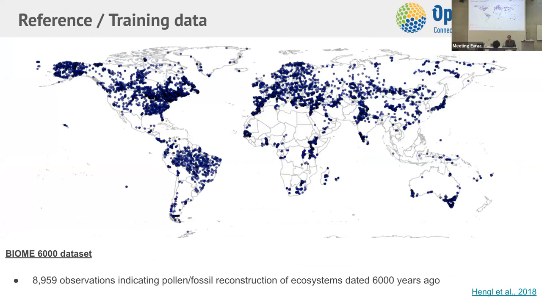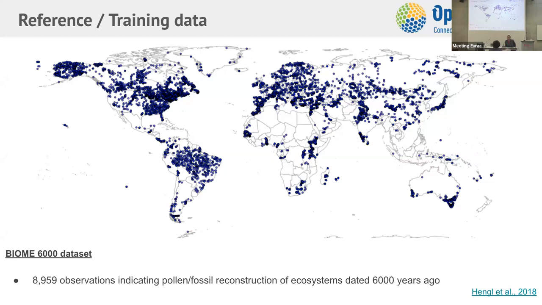To operationalize it, we tested a purely data-driven approach. I will explain it in detail. The main goal here is to make predictions of how the biomes would look considering the different climate change scenarios. And to be able to do that, we used this very nice biome data set. It's basically almost 9,000 observations of pollen and fossil reconstructions for ecosystems dated from 6,000 years ago. So the idea of this data set is that it's a kind of ground truth.